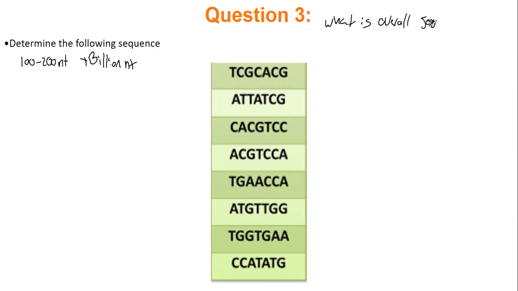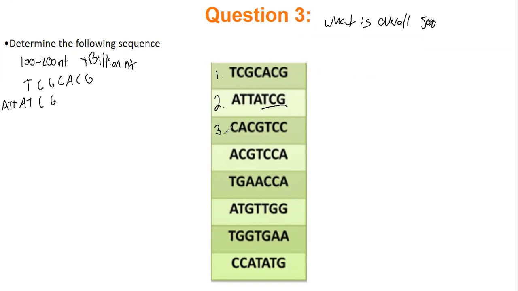So for an example, I'm going to take the first sequence, TCG, CACG, and then write it out. Then for the next sequence, I'm going to look to see if there are any areas that overlap. And there is. You see, this sequence also has TCG. So I'm going to try and fit that together. So it goes A, T, T, A, T, C, G.